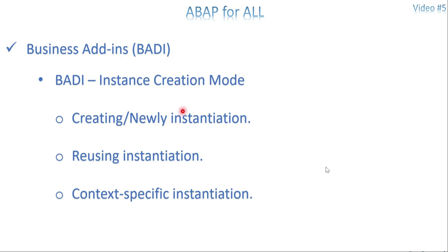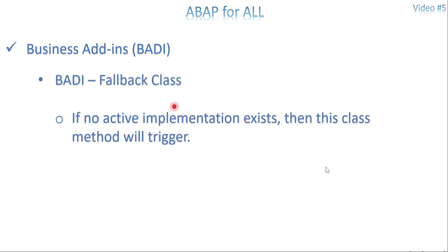Again, it's an OOP concept. You need an object to call a BAdI. So that is the option called instance creation mode. Okay, just for your reference. And if you're not going to create a custom BAdI, you might ignore it and know only one line of what it is. And fallback class, this is also a part of design. A fallback class is nothing but, if there is no active implementation for a BAdI, then this method will trigger. Normally, if there is no implementation, it just goes to the short dump.